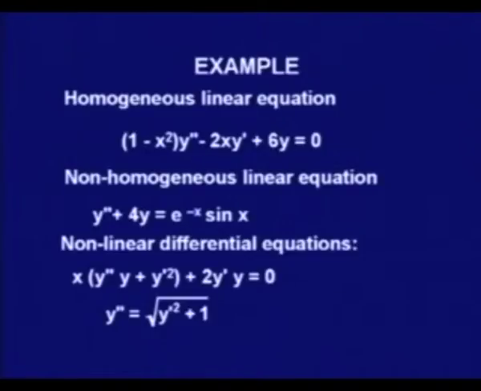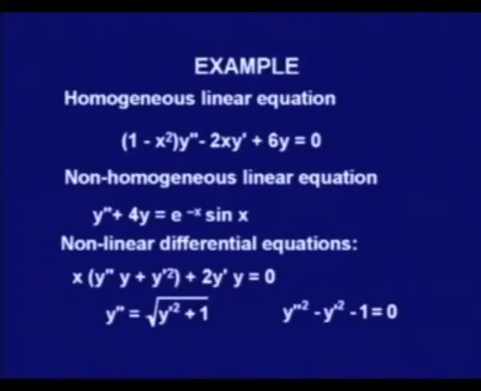Now, let us see another example, y double dash is equal to square root of y dash square plus 1. This is not in a rational form. So, if I rationalize it, I get y double dash square minus y dash square minus 1 is equal to 0. Of course, this equation is of second order, but both y dash and y double dash occur in the second degree. So, this is not a linear equation. Both of these are examples of non-linear equations.